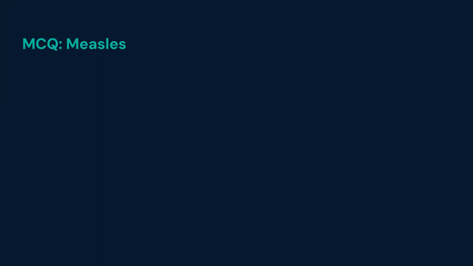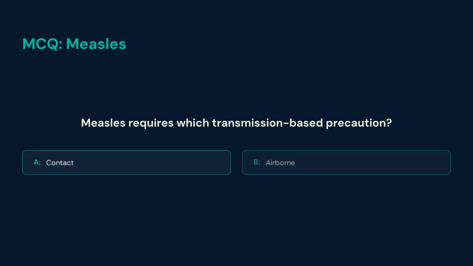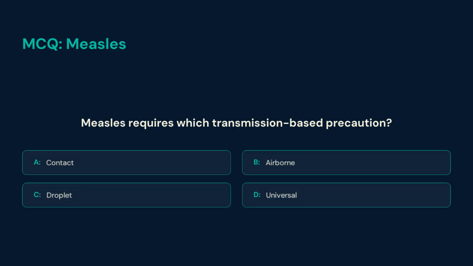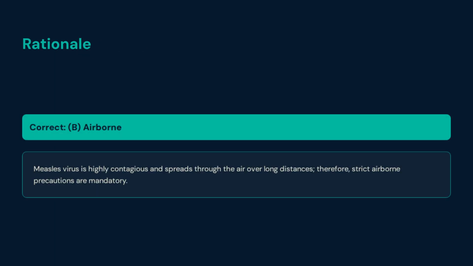Next up is a question on measles. Measles requires which transmission-based precaution? A. Contact, B. Airborne, C. Droplet, or D. Universal? The correct answer is B. Airborne. The measles virus is highly contagious and spreads through the air over long distances. Therefore, strict airborne precautions are mandatory.